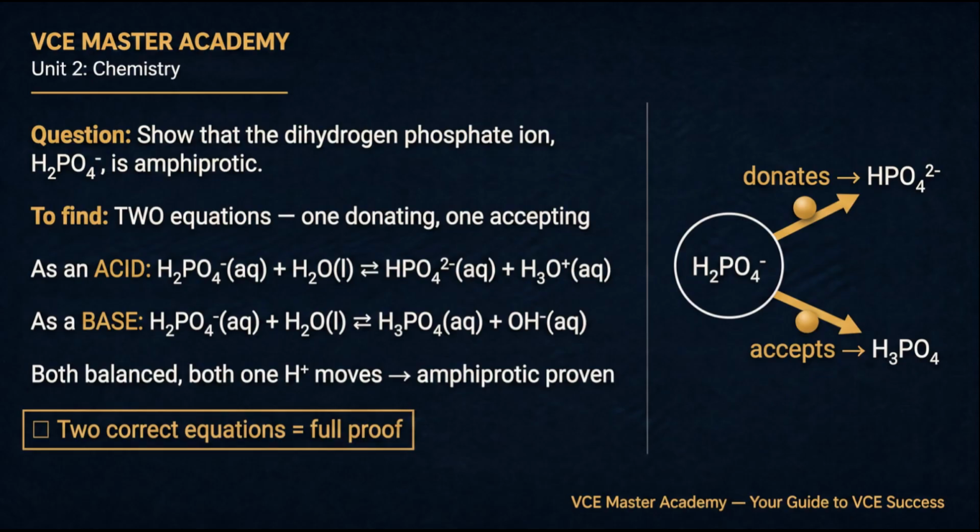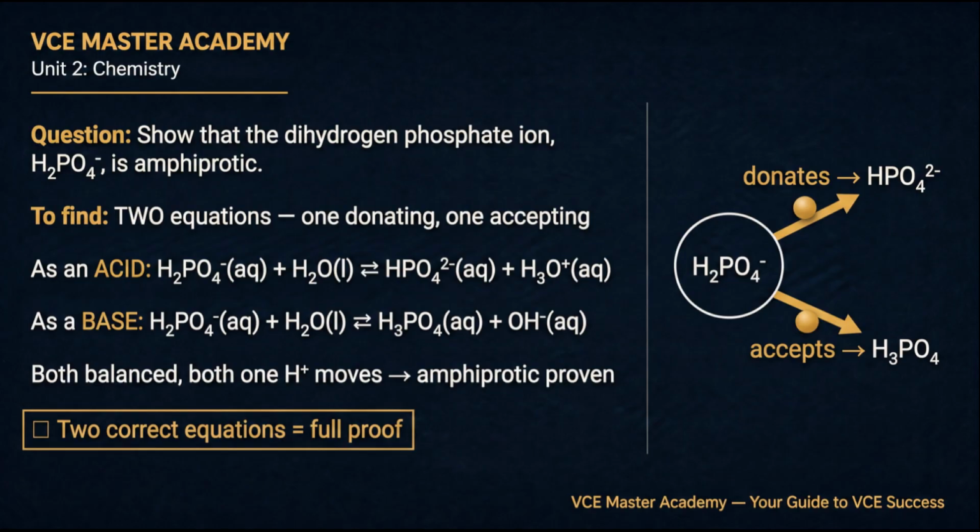It donates 1 H+, so it drops 1 hydrogen, and its charge goes from -1 down to -2. It becomes HPO42-, and water becomes hydronium. Check the charge. -1 on the left. -2 + 1 is -1 on the right. Balanced. Now the same ion as a base.